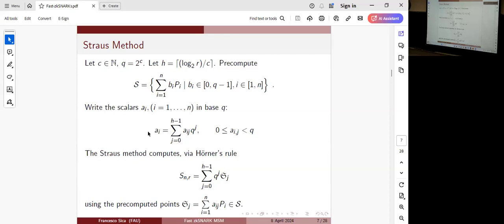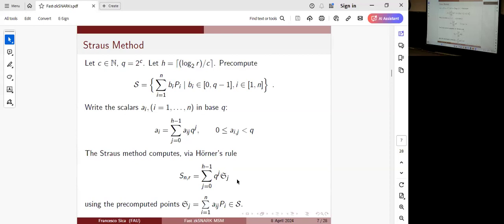And then you write a scalar in base q here, and then what you're doing is that in practice, when you compute with Horner's rule, you have to add a point, and then each time you have to multiply by q, like double and so on. So Strauss's method basically batches together all these doublings into a single doubling of all the sums of these things.